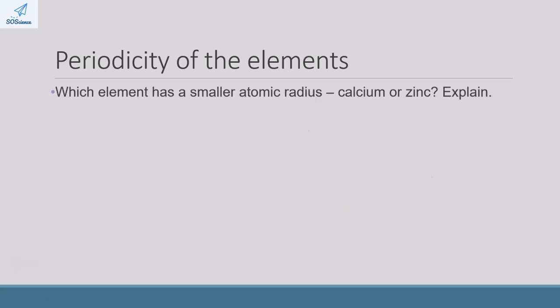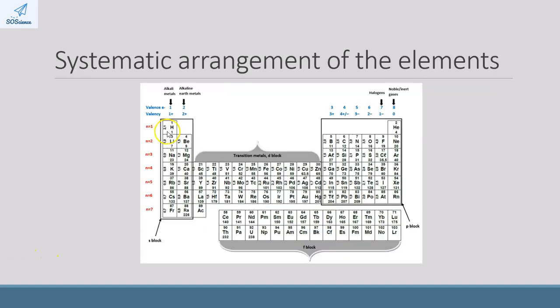Let's consider the next question. Which element has a smaller atomic radius? Calcium or zinc? Explain. We need to find calcium on the periodic table, and we need to find zinc on the periodic table. And what we note is that both of them have their outermost valence electrons in the 4th energy level, in n equals 4. Calcium has got 12 protons in its nucleus, and zinc has got 30 protons in its nucleus. And once we've derived this information from the periodic table, we can answer the question in a model way.